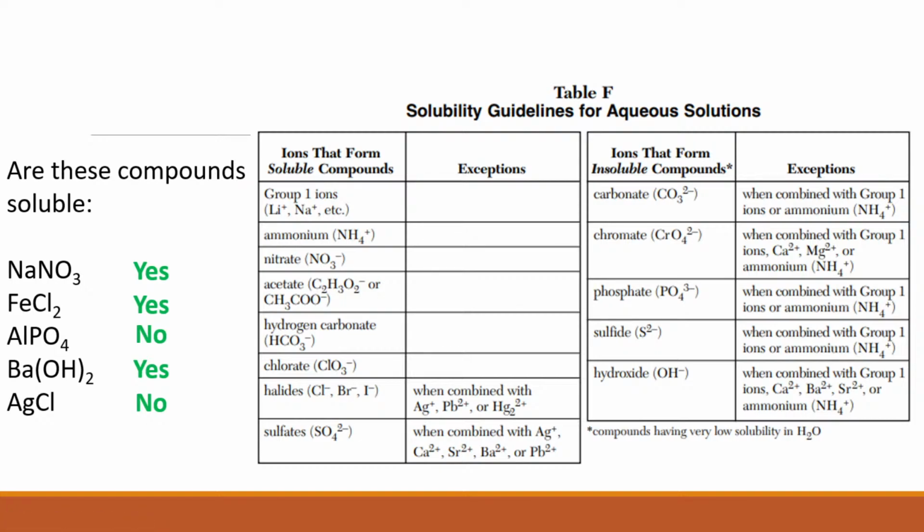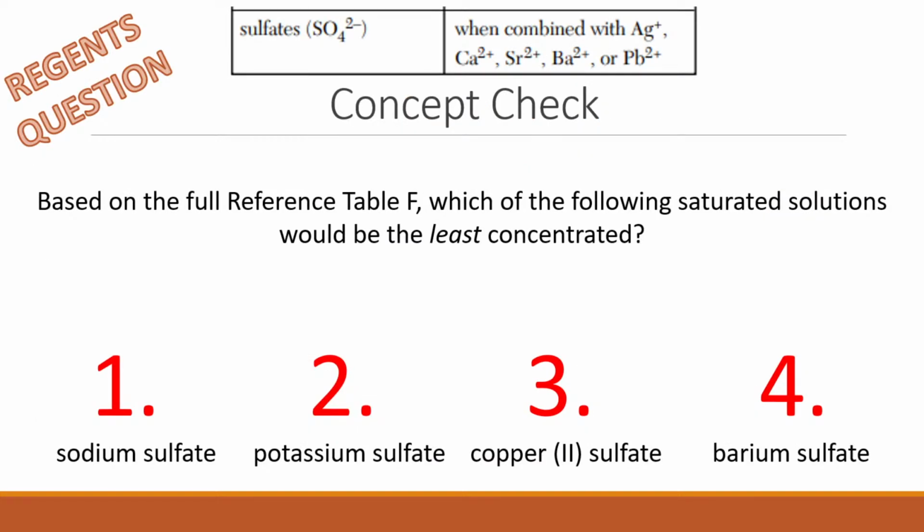To wrap us up for today, one final question. Based on reference table F, which of the following solutions would be the least concentrated? Now, this is a tricky English question, more than a super tricky chem question. I pulled the relevant piece off of table F for you. See if you could identify which one it is.